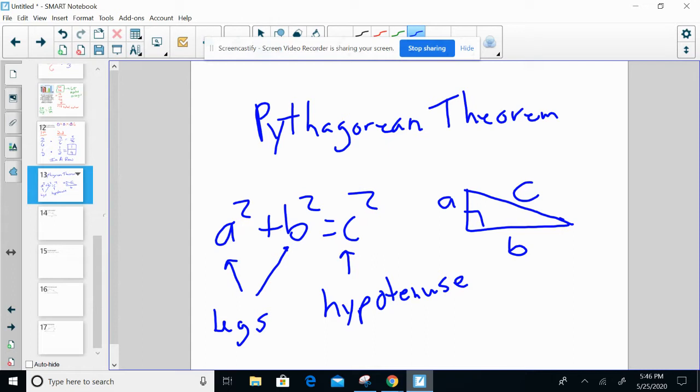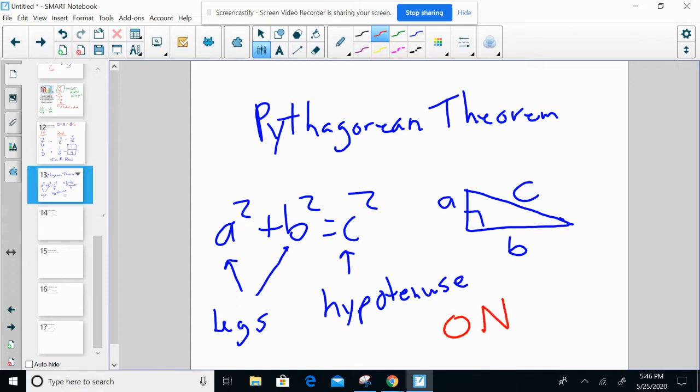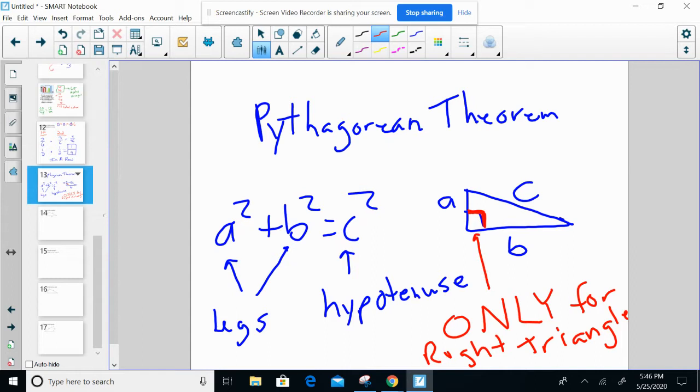A couple things to keep in mind. A, B, and C are all side lengths. They have nothing to do with the angle. The Pythagorean theorem only works for right triangles. Only for right triangles. And what I mean by that is, last week we talked about the angles in a triangle. If you have one right angle, it is a right triangle, and that'll be indicated by the square in the corner of the 90-degree angle, the right angle. Okay, so this only works for right triangles.